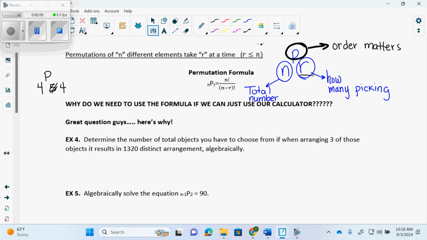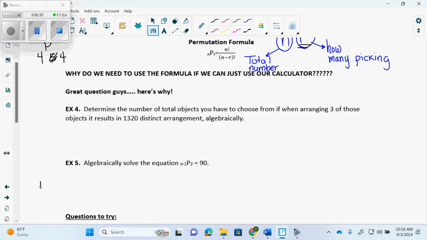For this R here, it says R has to be less than or equal to N. Always. So NPR, R has to be less than or equal to N, which makes sense. If N is 20, then I can pick 20 or less from it. We agree? Okay. So our formula is this for NPR.